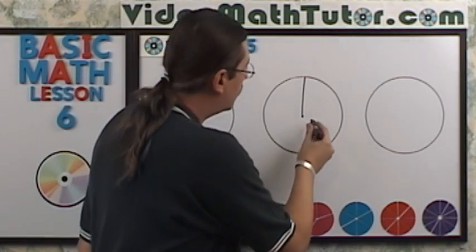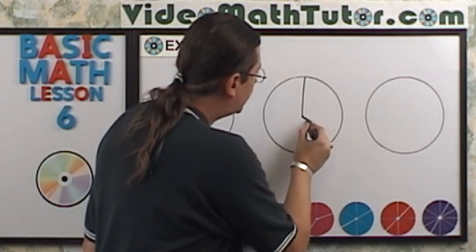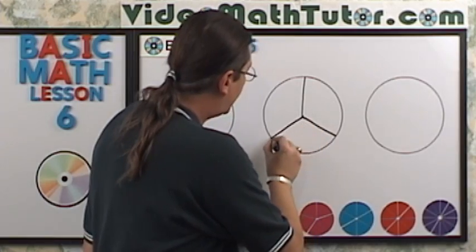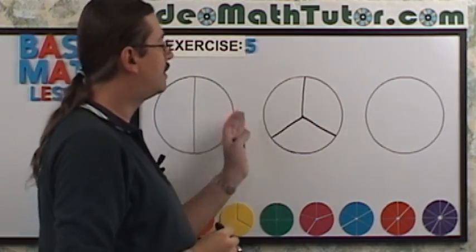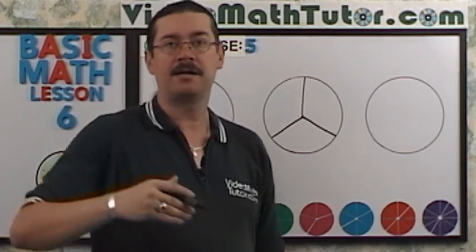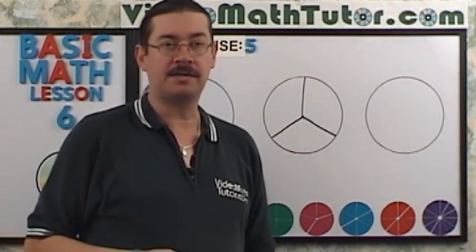So approximately a third, maybe something like this and like that. And again, this is not super precise, but it just gives you an idea of how to do this.